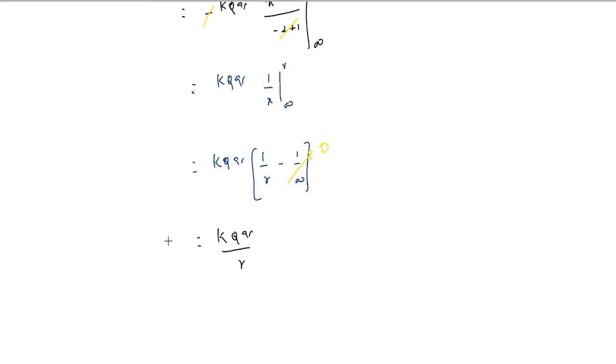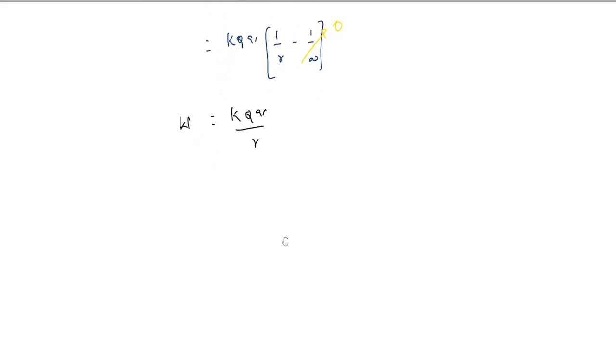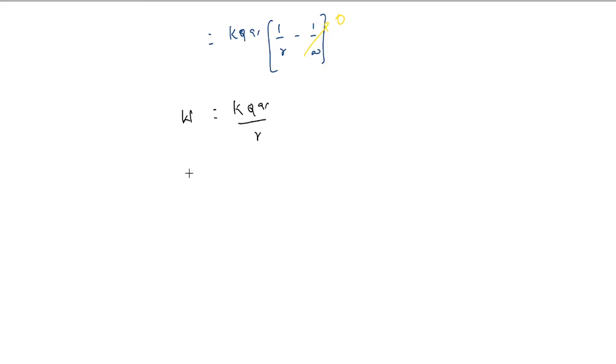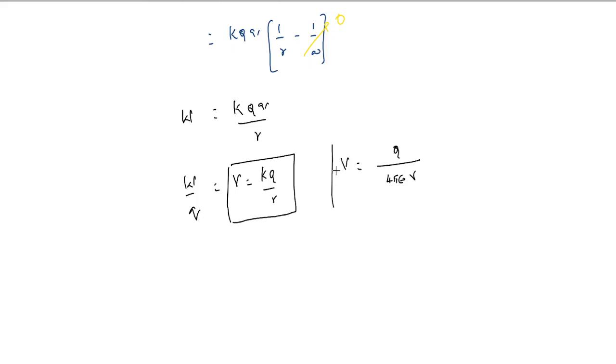This is the work done. But by definition, we want work done per charge, or per unit charge. So the charge moved is small q. Therefore, work done per small q, which is the potential, is equal to k Q by r. So this is the electric potential at a given point, equal to Q by 4 pi epsilon naught r. So this is the form of potential.